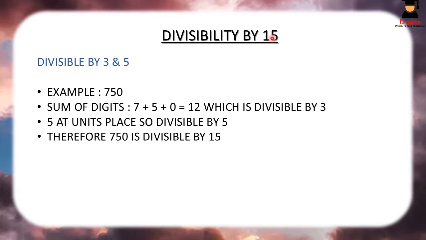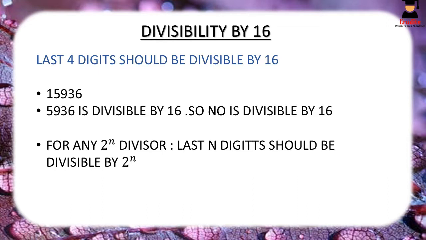So I've taken a very simple example, 750. If you take the sum of the digits, it comes as 7 plus 5, which is actually equal to 12. So 12 is divisible by 3, so 750 is completely divisible by 3. Then for divisibility by 5, I'll check the digit at the units place. It is 0. So obviously my number is also divisible by 5. So since my number is divisible by both 3 and 5, my 750 is divisible by 15. Next is divisibility by 16.